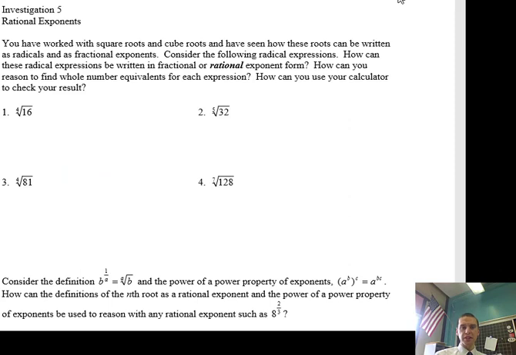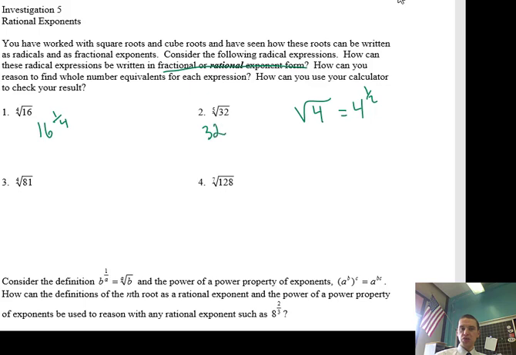Moving on to investigation 5, rational exponents, it says, consider the following radical expressions. How can these radicals be written in fractional or rational exponent form? We know the square root of 4 can be written as 4 to the 1/2. So how would this fourth root of 16 be written?